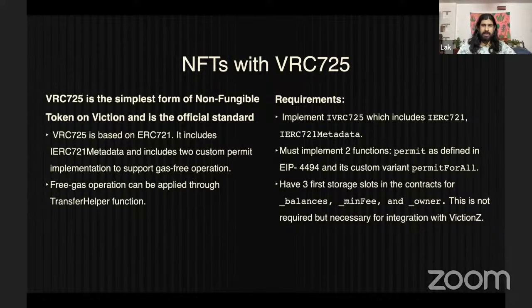If you do want to implement your VRC 725, you can extend the ERC 721 contract from the OpenZeppelin libraries or your own existing NFT contracts. There are a couple of major differences. So you've got the permit and permit for all as well, you can see here. Those functions are required, and you also need positions for your balance, your min fee, and your owner here.